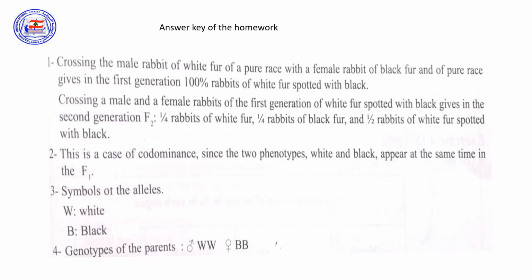So for the second question, it's a case of codominance since the two phenotypes, white and black, appear at the same time in the F1. For the third question, since it's a case of codominance, both alleles should be represented in capital letter. Thus, capital W for white and capital B for black. For the fourth question, the genotypes of parents, WW, BB, since they are of pure race.